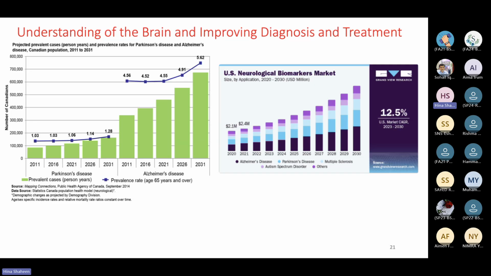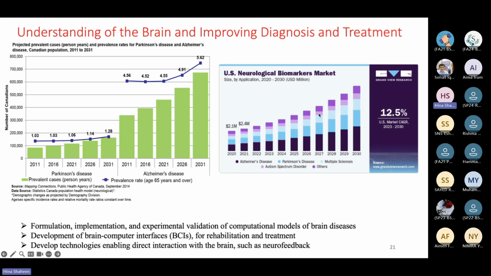So here, this is my collaborative work with one of the professors at Pennsylvania State University. What we wanted to do is understand the brain and improve diagnosis and treatments in Canada and also in the US. You see here, we adopted this data from the Statistics Canada Population Health Control. In this year, we adopted the data for Parkinson's disease, and then we are going to predict something for the next years up to 2031. So for Alzheimer's disease, you see how it keeps increasing as time passes, because there are no drugs. Same thing in the United States as well.